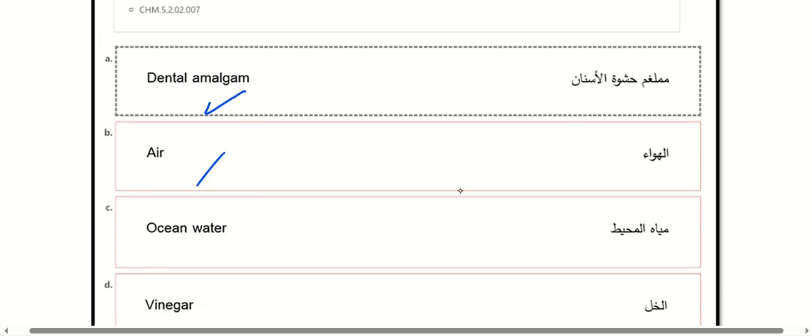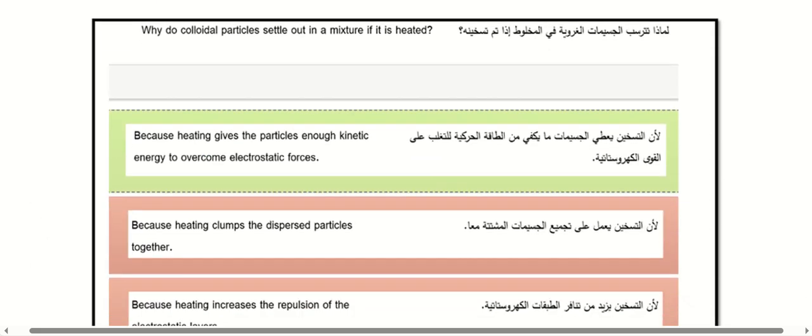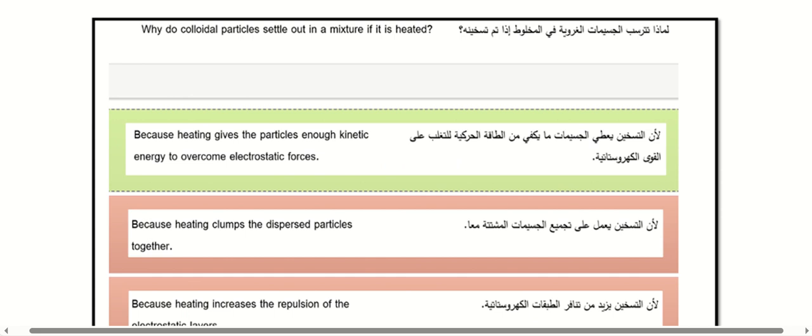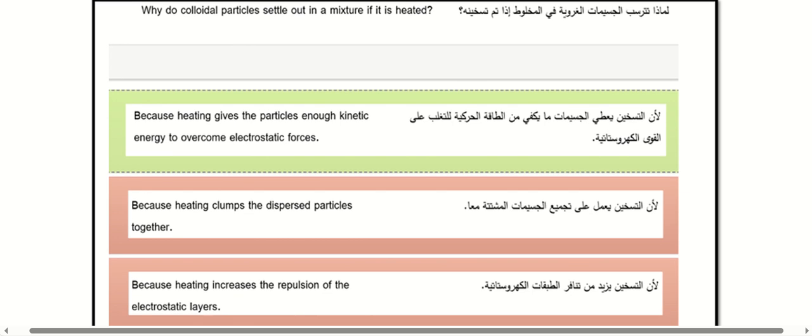Of course air is not, air is gas in gas. Ocean water is not, ocean water is solid in water. Vinegar is not, liquid in liquid. So all of these are no, so this is the only answer. Next. Why do colloidal particles settle out in a mixture when it is heated? Because the heating will give enough kinetic energy to overcome the electrostatic force. I want to overcome this electrostatic force by heating or by adding electrolyte.